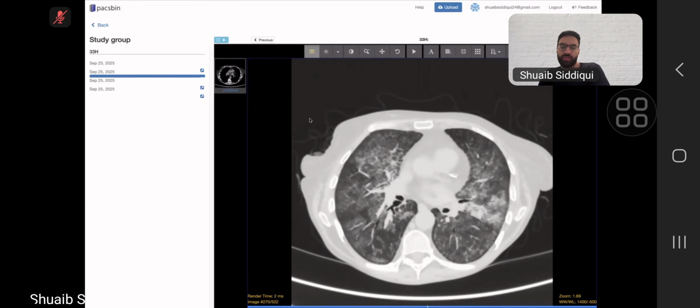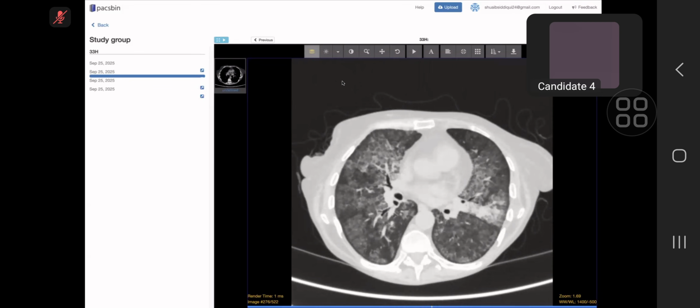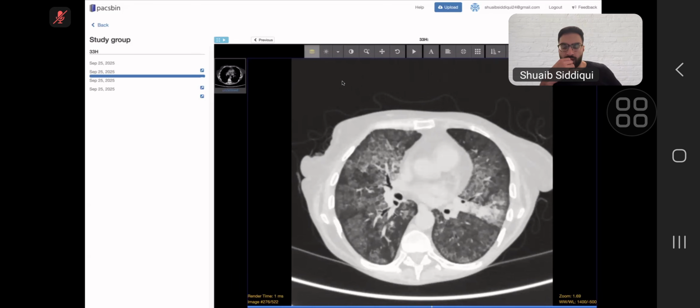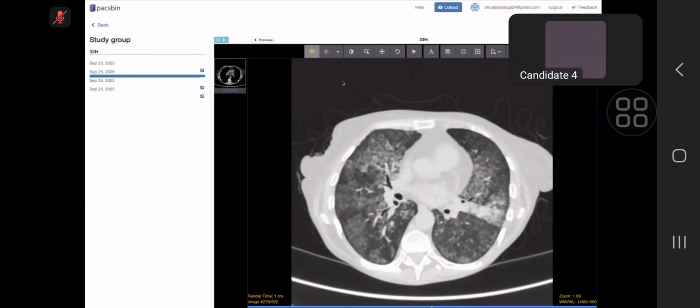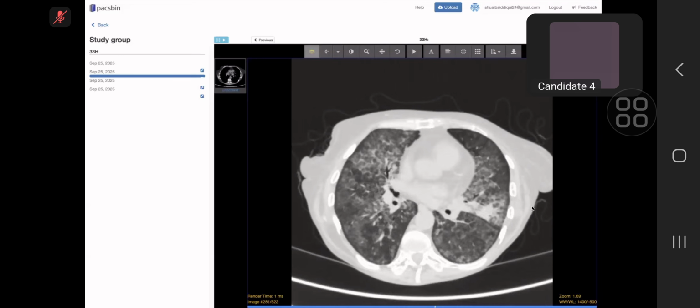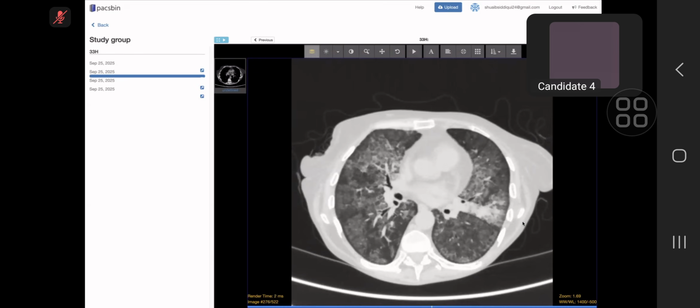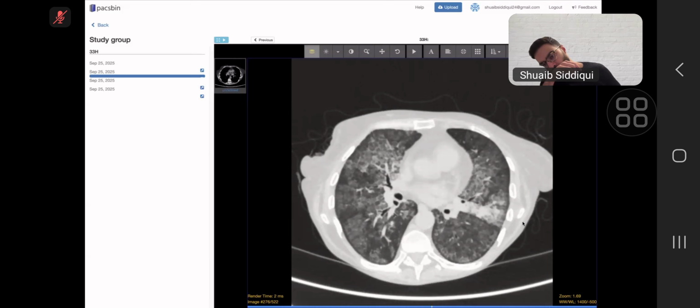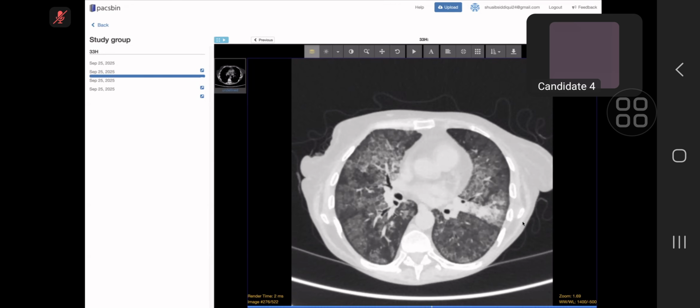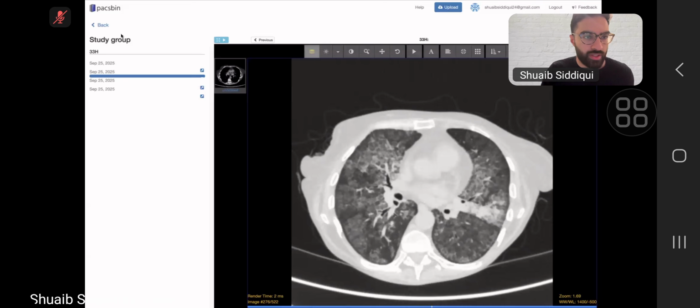Is there any other differential? Differentials can be pulmonary edema, pulmonary hemorrhage, and if the patient is immunocompromised, there is a possibility of pneumocystis carinii pneumonia. How would you describe the ground glass? These are patchy areas of ground glass opacification. Some are dense, along with the interlobular septal thickening. Okay, that's fine. Thank you. We'll move on to the next case.